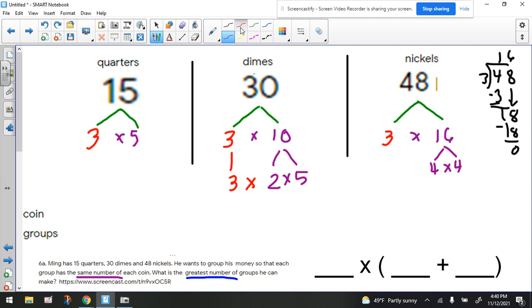Now 16 is not prime, it's composite, so we would keep going, and we'd bring down the 3, and then we might keep going on each composite number. So 2 times 2 would equal 4, and 2 times 2 would equal 4, and then we wouldn't want to forget about the 3.